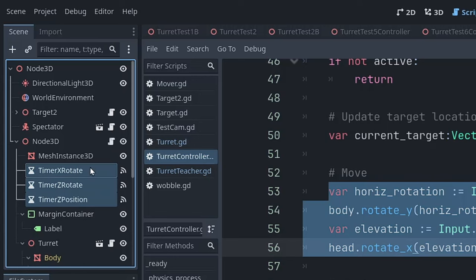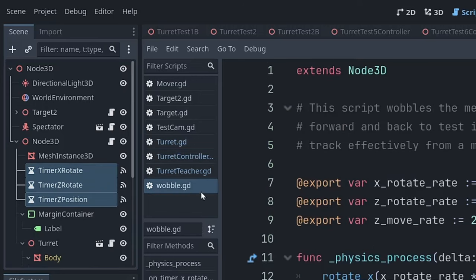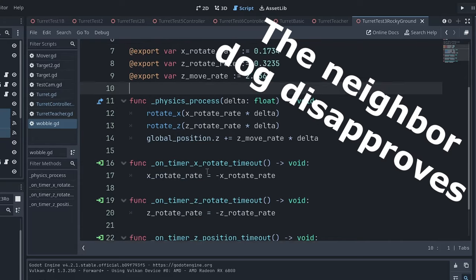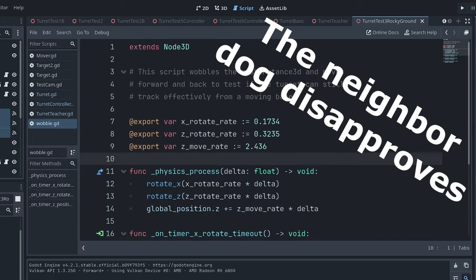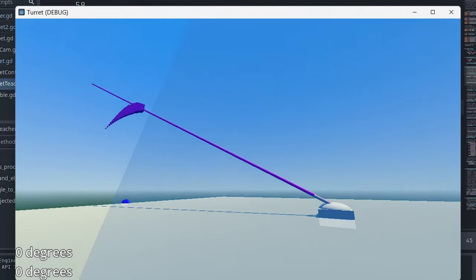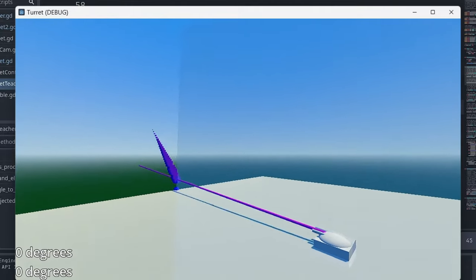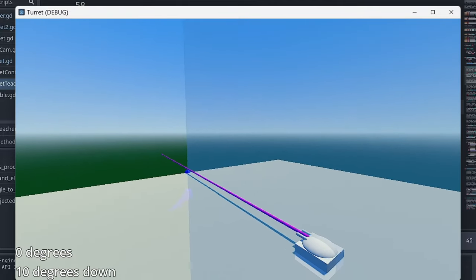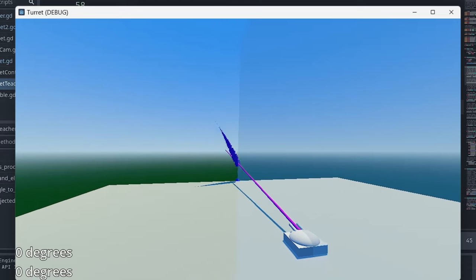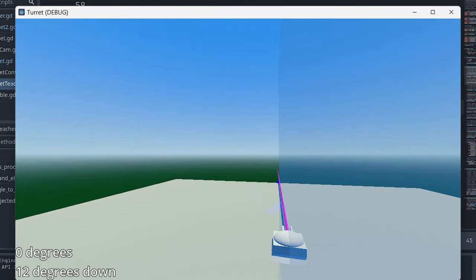It's got three timers that are just changing when it starts moving up or down or rotating left or rotating right. The script that I'm using is wobble.gd, and it just has some basic movement stuff that I'm not really going to go through. It's just changing rotations and positions. But that was to really stress test my turret. Can it track a moving target, that purple streak there in the distance, while itself is on a moving and rotating platform? And it does its best.